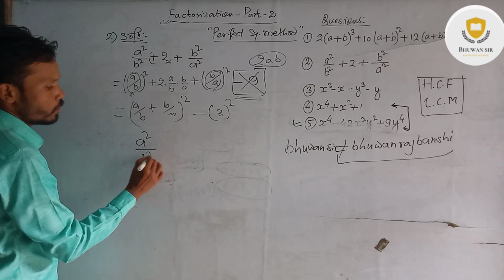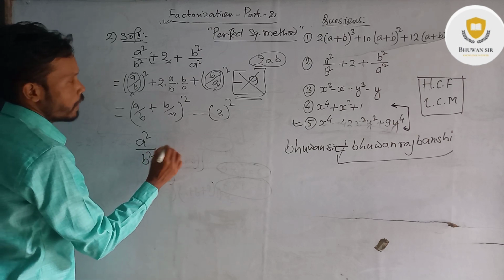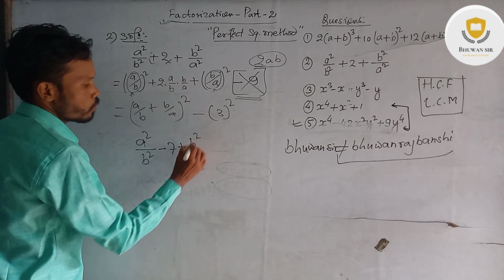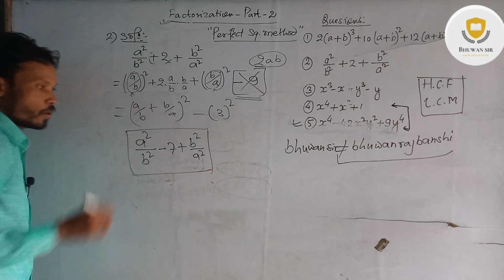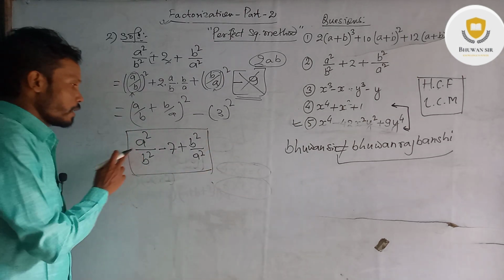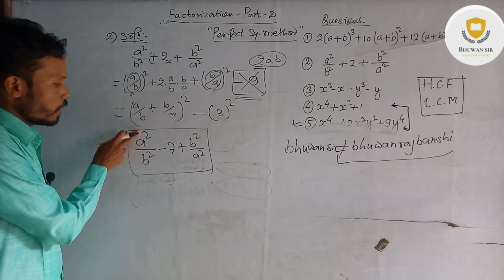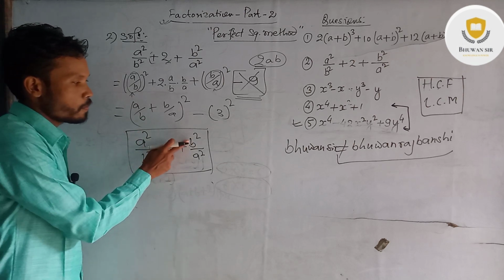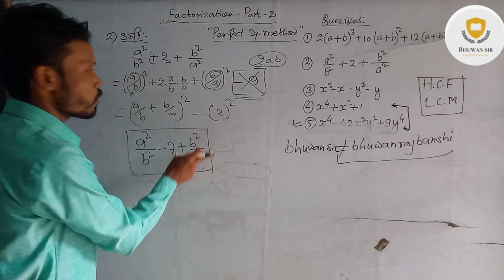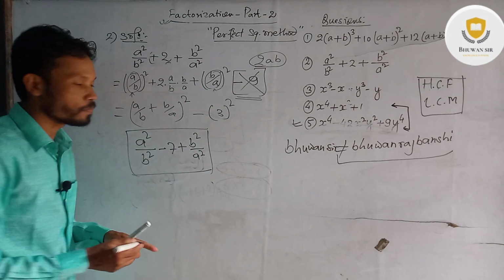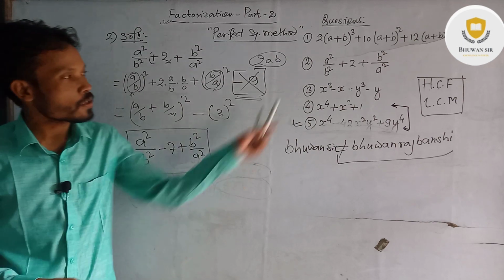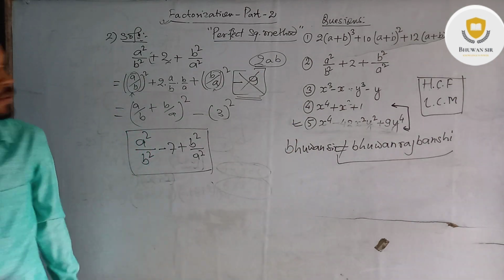A square by b square minus 7 plus b square by a square. Okay. All my friends, I gave you one question here: a square by b square minus 7 plus b square by a square. Please do this question and insert it in my comment box. Okay, let's go to question number 3.